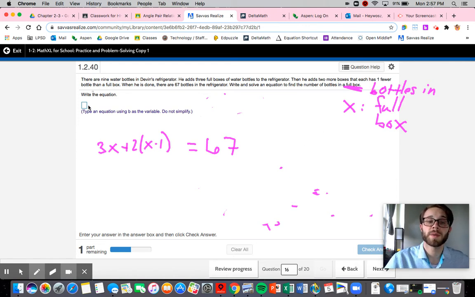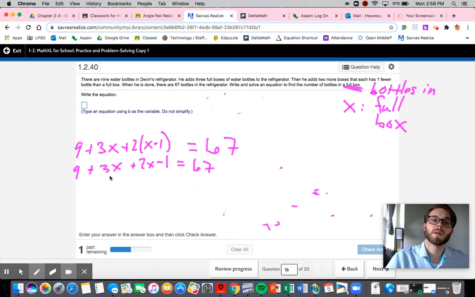And the other thing we need to know is we started with 9, right? So 9 plus this. So this is where this equation comes from. We're doing x minus 1 because there's 1 fewer bottle in each of these boxes, right? This is a full box. That's why I'm leaving it as x. And then I just had 9 to begin with. So we'll simplify this. 9 plus 3x plus 2x minus 1 equals 67. So that ultimately means we'll have 5x plus 8.